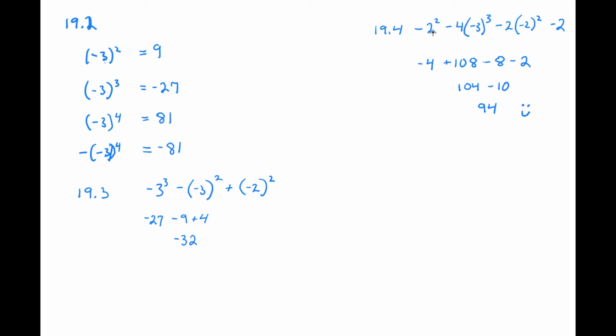So we had a negative 2 squared. So that should be, the exponent's attached to the 2. So it's 2 times 2 is 4, and then you bring down the negative and get the opposite.